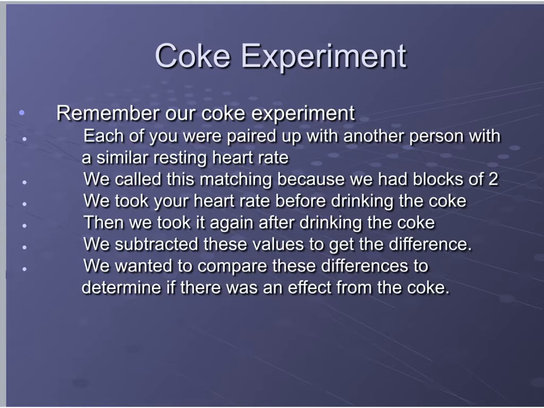Remember when we did our Coke experiment? I think we may have used orange soda. Each of you was paired up with another person with a similar resting heart rate. We called this matching because we had blocks of 2. We took the heart rate before drinking the Coke, and then after, and we subtracted those values to get the difference. Then if we took the average of those differences, we would be looking at a matched pairs.